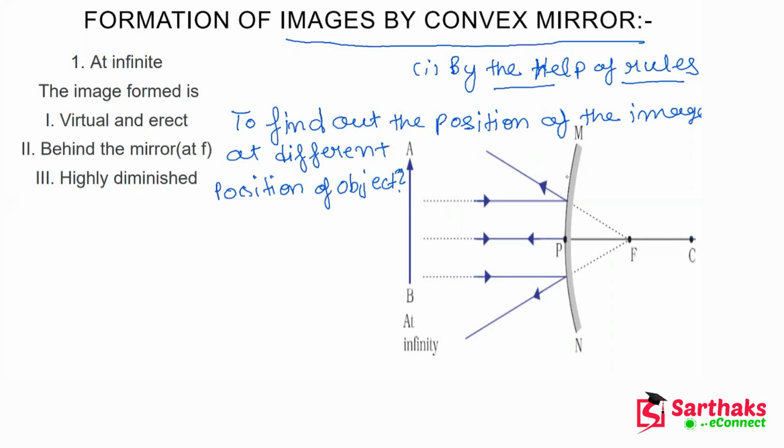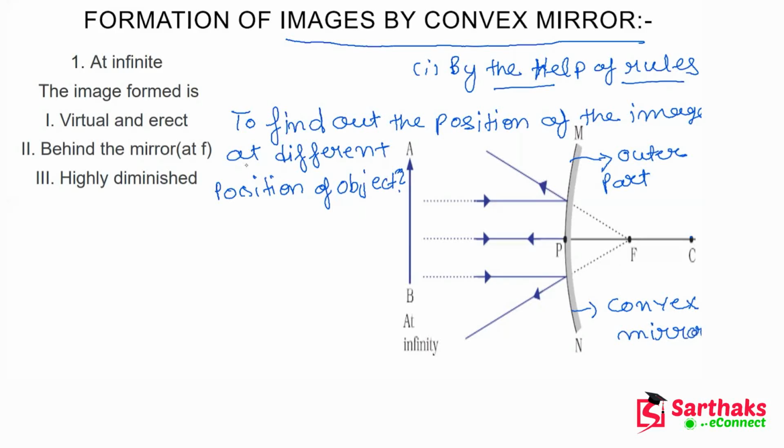Okay, now guys, this is a convex mirror. Why is it a convex mirror? It is very simple, because in this case the light is being reflected from this part of the mirror, the outer part or the outer surface. By this outer surface, the rays are being reflected. That's why this is a convex mirror.